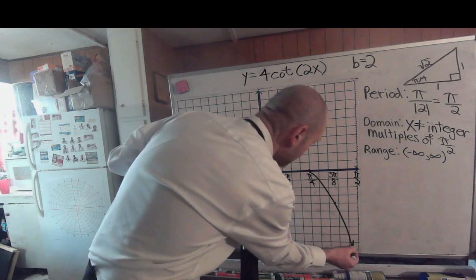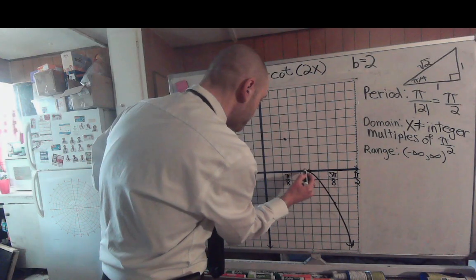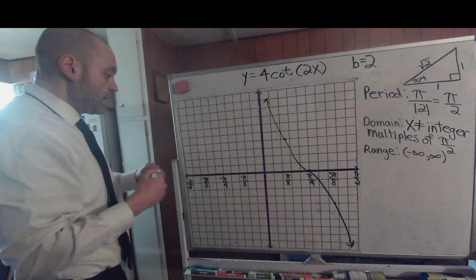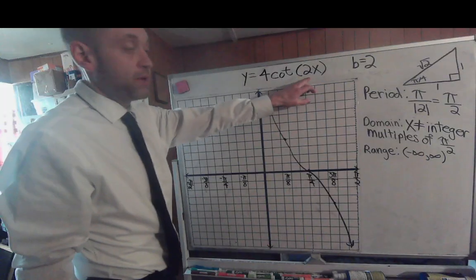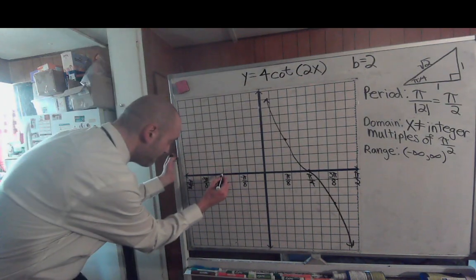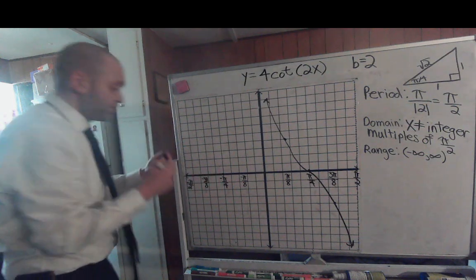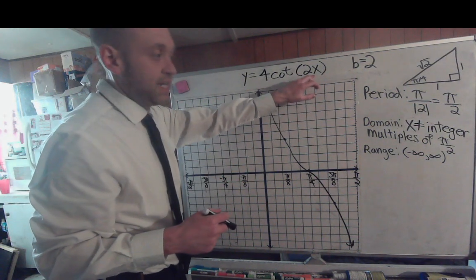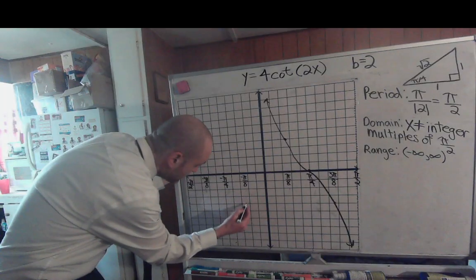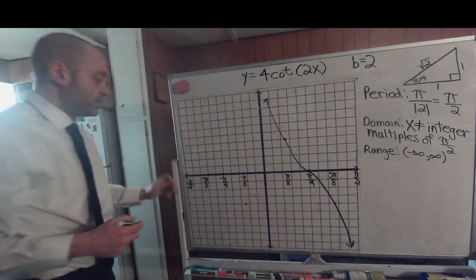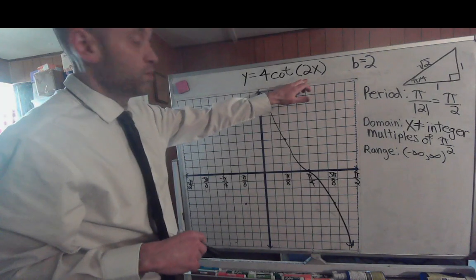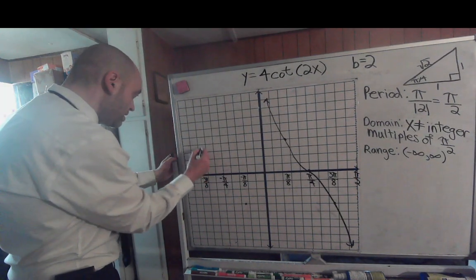So here's how my graph's going to work. There's my cotangent, and then let's deal with negative pi over 4. That would give me the cotangent of negative pi over 2, which would be 0. Now what if I put in negative pi over 8? That would give me the cotangent of negative pi over 4, which would be negative 1 times 4. That's actually negative 4. Then if I put in negative 3 pi over 8, that would give me the cotangent of negative 3 pi over 4, which is positive 1 times 4. That would give me 4.